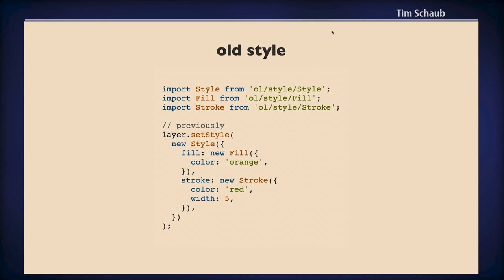We mentioned styling a bit already. There are a number of different ways to style vector features in OpenLayers. This was the old style for vector layers, where you imported the style constructor and the different symbolizers like stroke and fill. And it was quite verbose. You say new style, new fill, new stroke, et cetera.